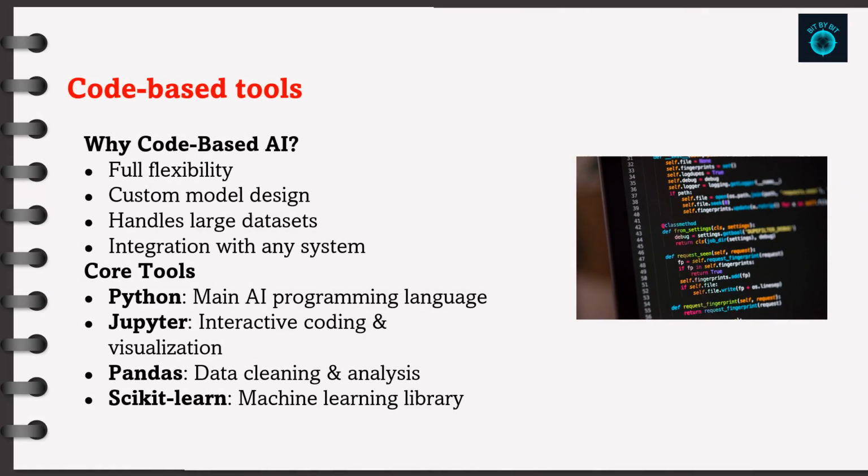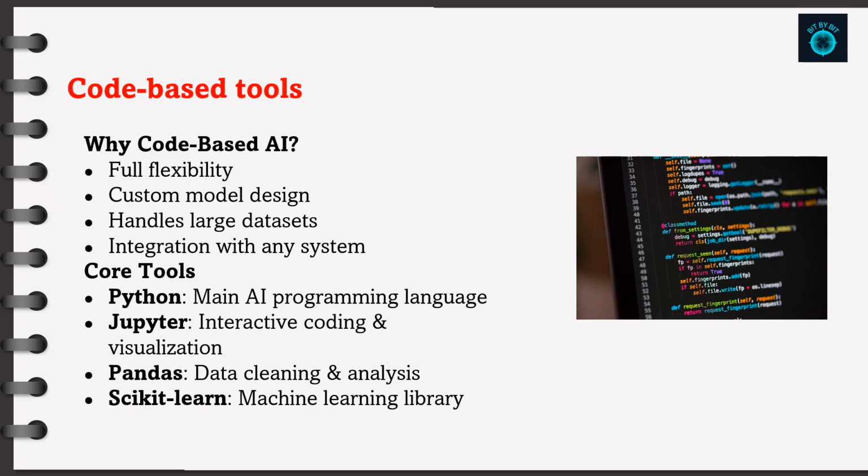Code-based tools. In this slide, we will focus on code-based AI tools. These are the tools used by data scientists and AI engineers to build fully customized solutions. Python is the most popular programming language for AI development. It has a massive ecosystem of AI and data science libraries, making it ideal for both beginners and experts. Jupyter Notebook is an interactive coding environment. It lets you write Python code, see results instantly, and mix code with text explanations and visualizations, which is great for experimentation and tutorials.